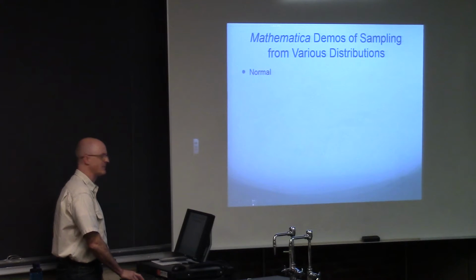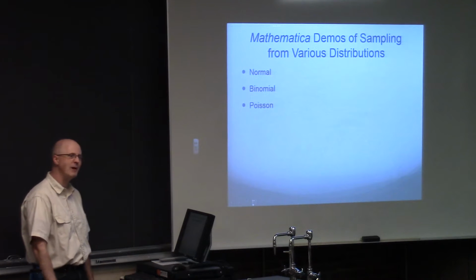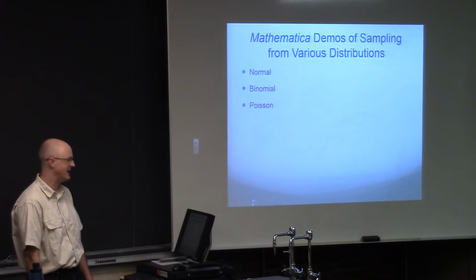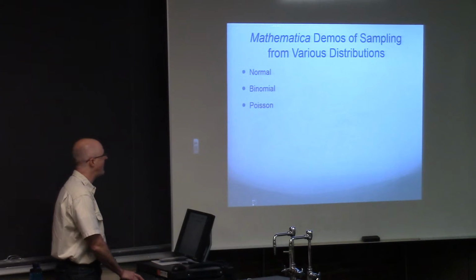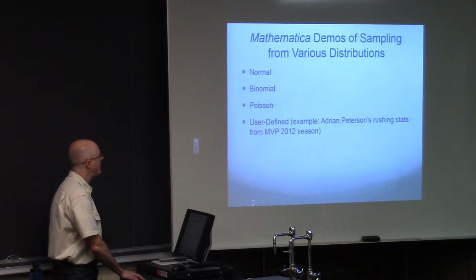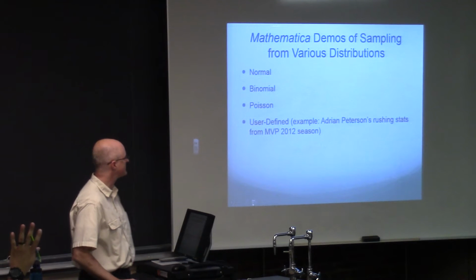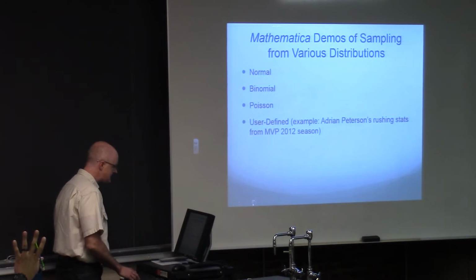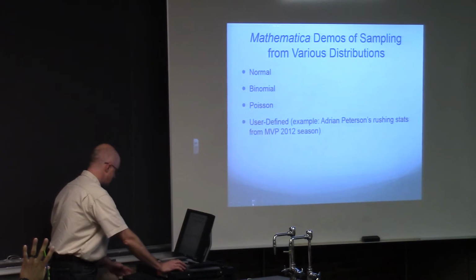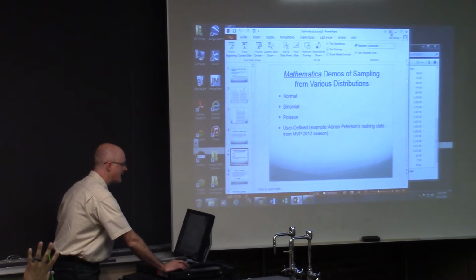So we're going to sample from normal distributions, binomial, Poisson, and I even had one more thing that was sort of a little extra fun for me, and that's to simulate, to model some football, a user-defined distribution, and my example is Adrian Peterson's rushing stats from his MVP 2012 season, so we'll see if I can model that.